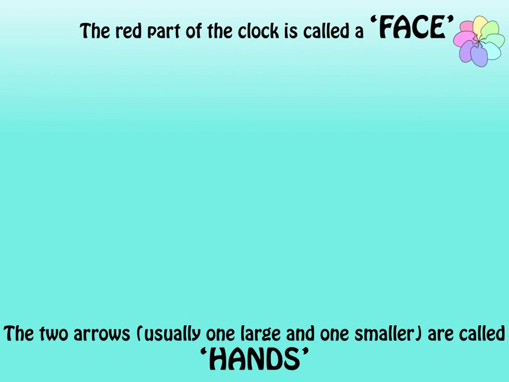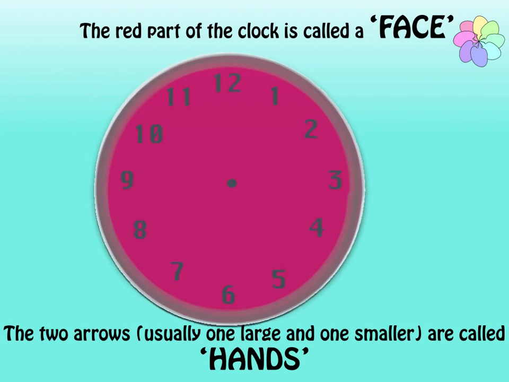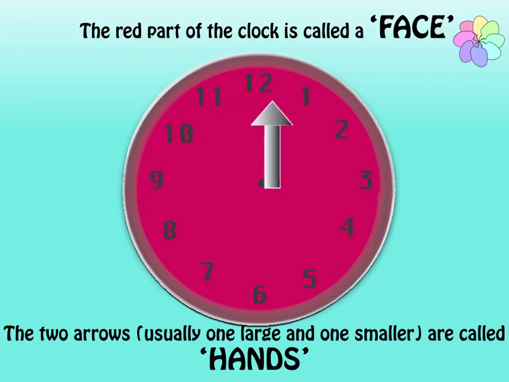Today we're going to look at how to tell the time in English. So, as you can see, the round part of a clock or a watch is called a face, and the two arrows, usually one large and one smaller, are called hands.